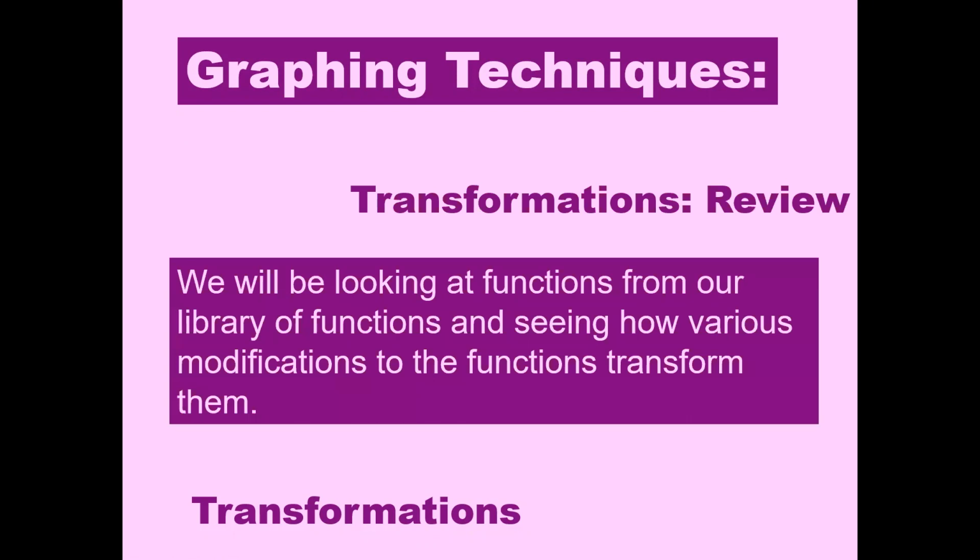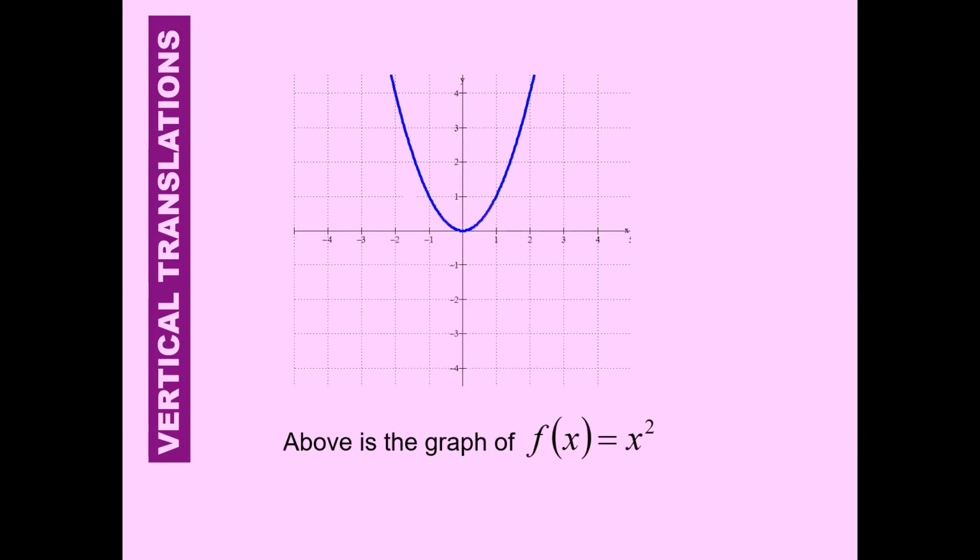We will be looking at functions from our library of functions and seeing how various modifications to the functions transform them. Okay, let's go ahead and talk about vertical translations first. Vertical translations are the translations that are going to move in a specific form. For example, I'm giving you the parabola graph, the graph of f of x is equal to x squared.